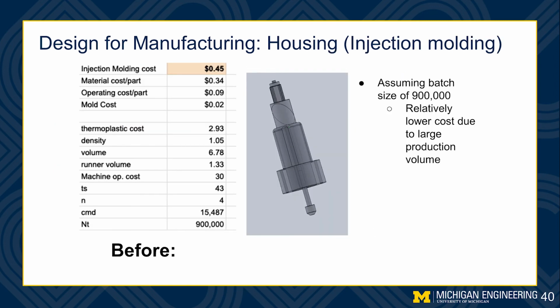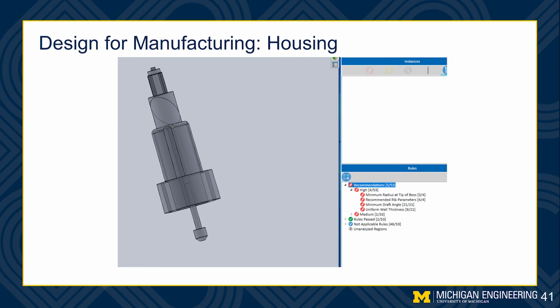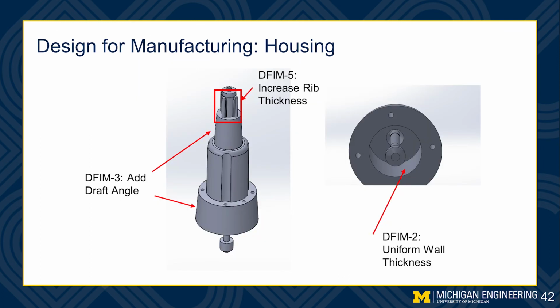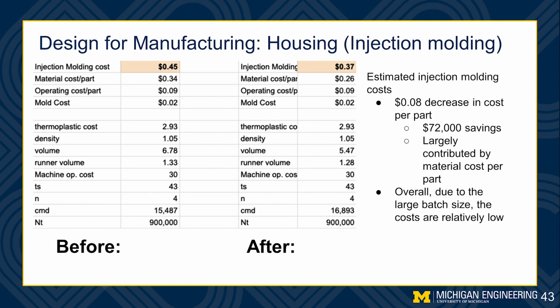Moving on to the housing, we can see before our redesigning part is estimated at 45 cents per part. After some high importance DfM Pro suggestions, we redesigned our housing units. As seen here, we used DFIM-5 to account for an increase in rib thickness. We also added draft angles to the longer shaft sections and incorporated uniform wall thickness to facilitate faster and more uniform cooling during injection molding. From analysis of our post-processing design, we can see an 8-cent decrease in cost per part.